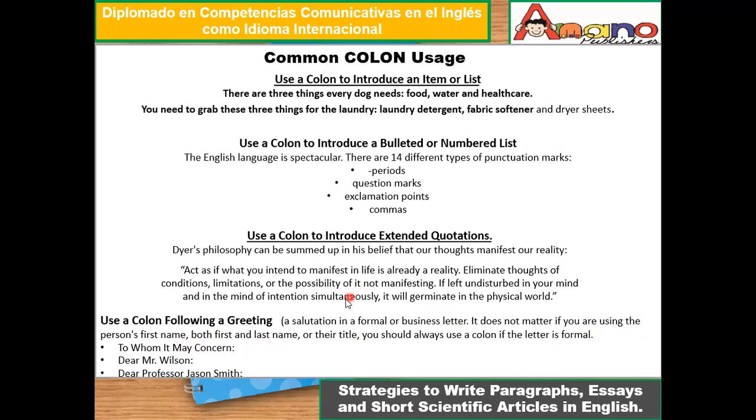a quien pueda interesar. Dear Mr. Wilson, colon, or dear Professor Jason Smith, colon, understand? Or dear whatever, dos puntos, you understand? Colon. ¿Claros con esto? Yes? Yes. Okay, very good. So let's move on.